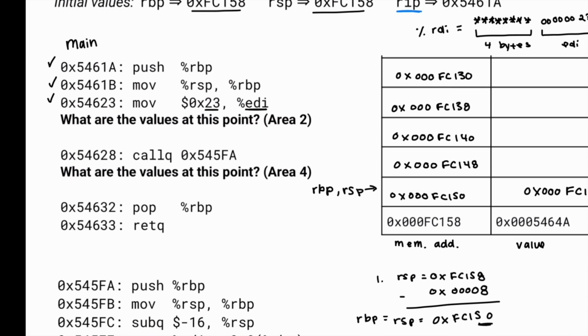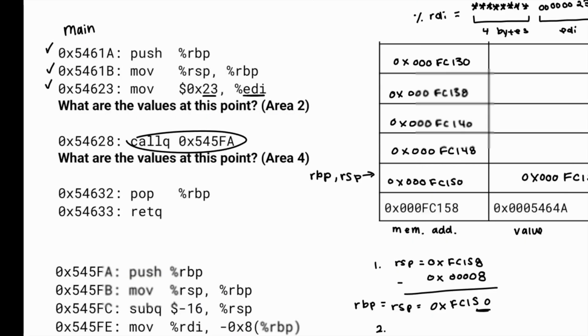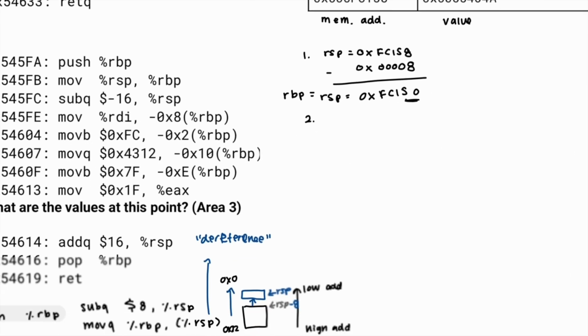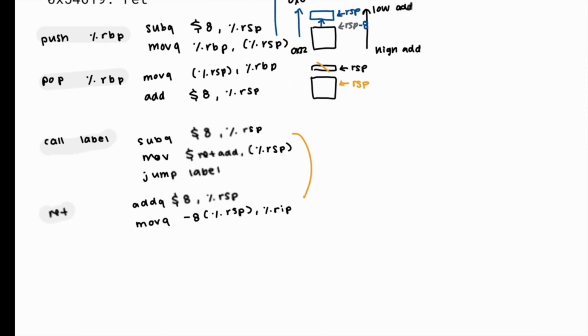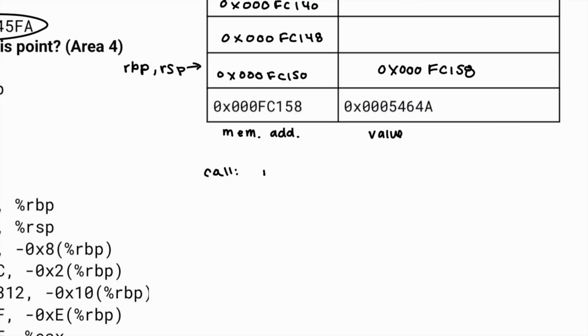Okay? Now we're going to do our call instruction. And this is where things get pretty interesting. For call, we know that we need to first subtract 8 from RSP. So RSP right now equals 0xFC150. So let's subtract 8 from that.